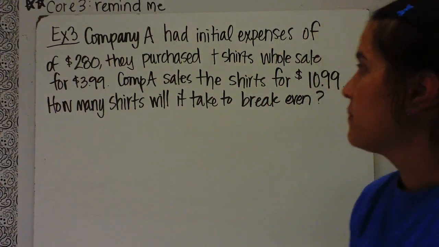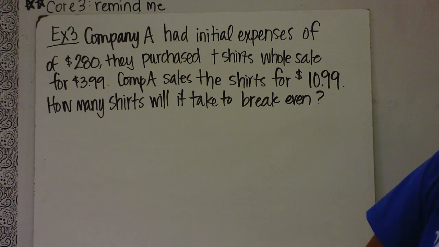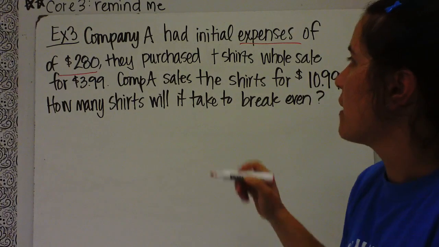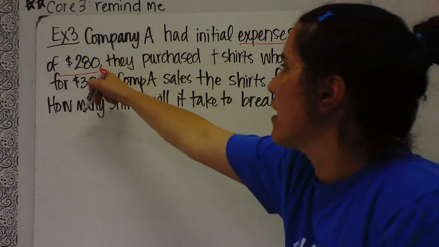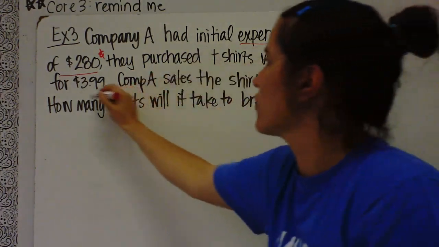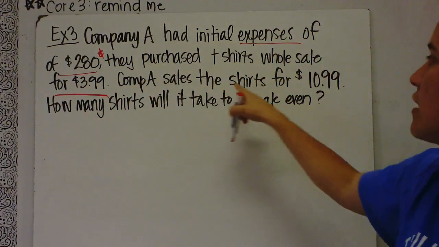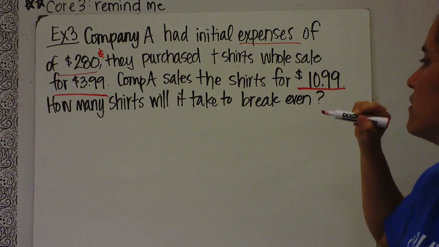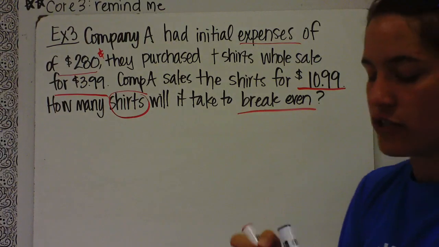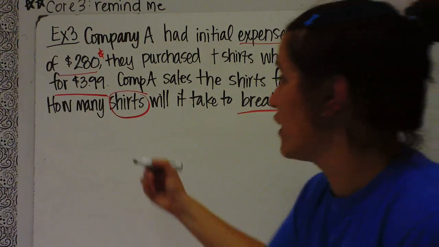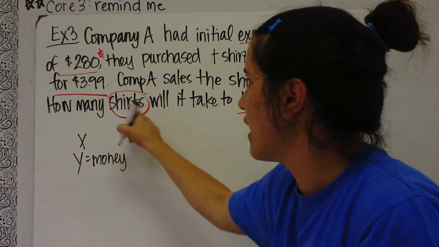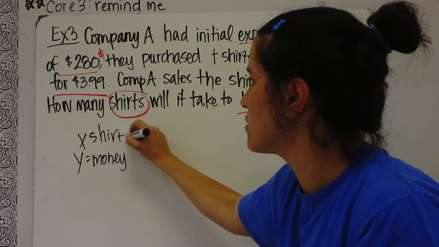All right, example 3. Company A had initial expenses of $280, so these are expenses. They purchased $280, and they purchased t-shirts wholesale for $3.99. Company A sells the shirts for $10.99. How many shirts will it take to break even? So here's another t-shirt problem. We define our variables, and Y is always money, and X is the number of shirts.